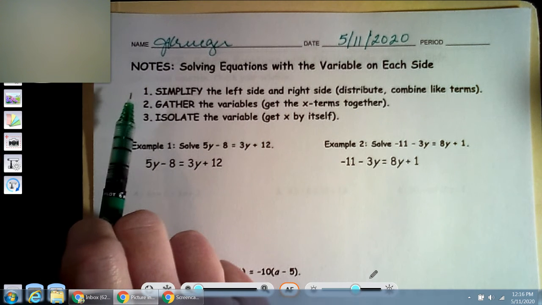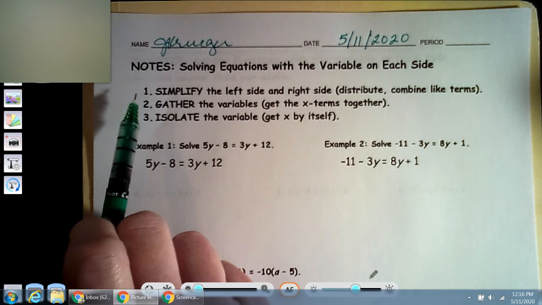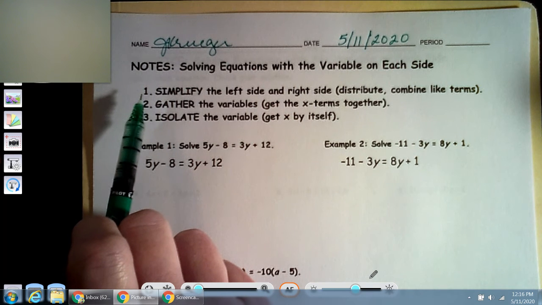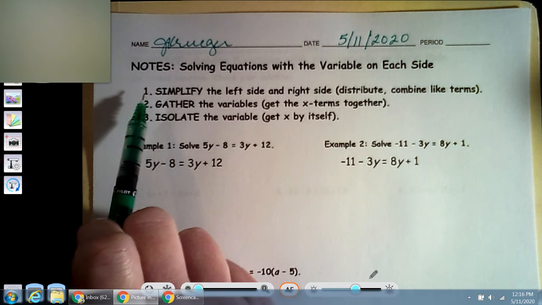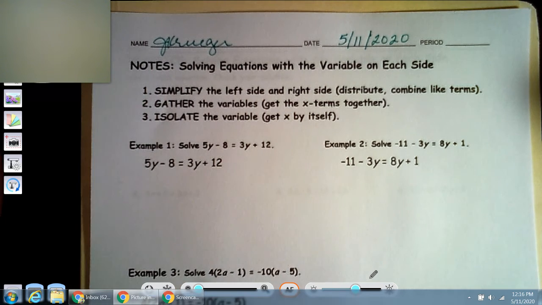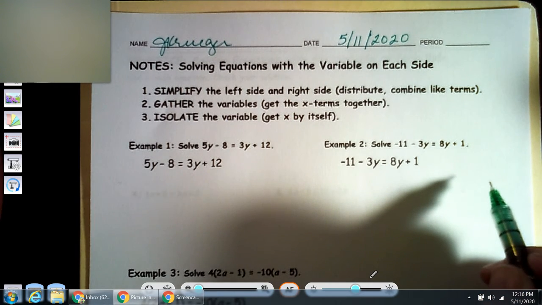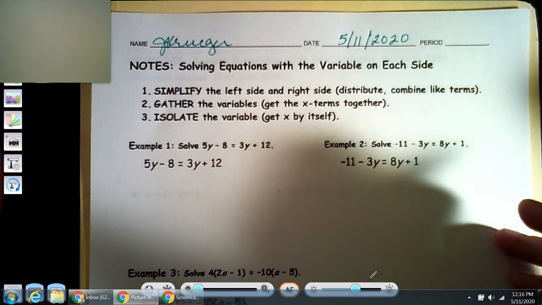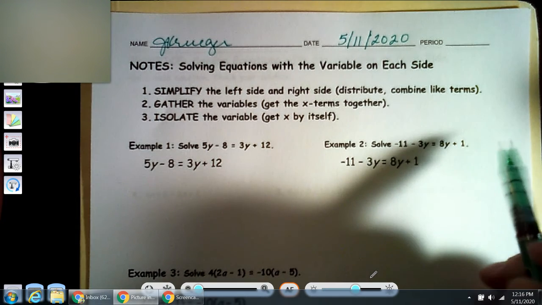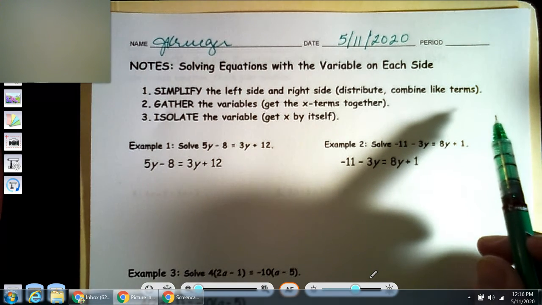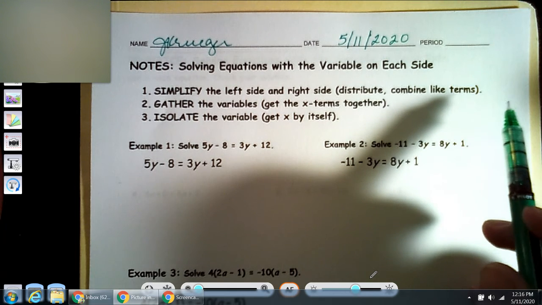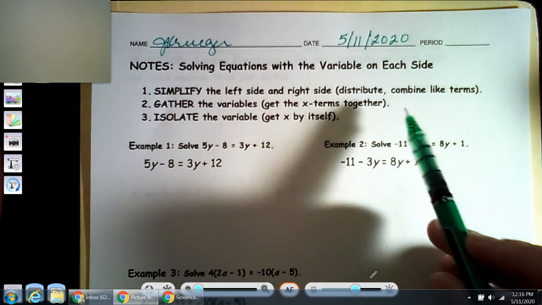We're going to go into some additional solving equations rules. First thing we need to do when we're solving equations is simplify the left side and the right side. Sometimes we're going to have things going on either side that we need to distribute or combine like terms. We want to take care of that first before we move on to trying to actually get the x by itself. Second step is going to be to gather the variables.